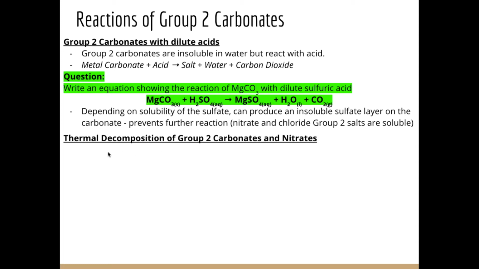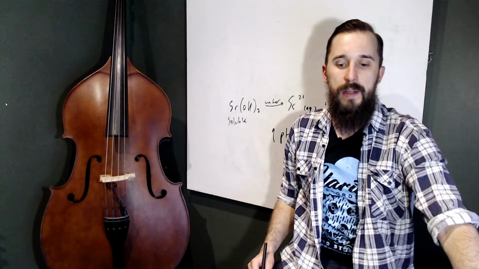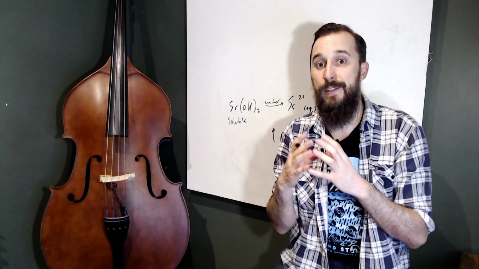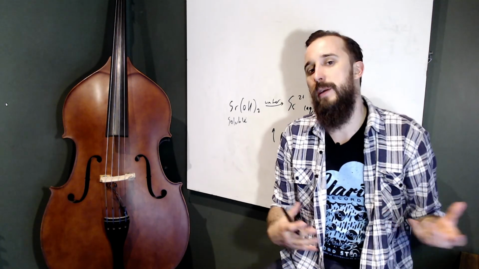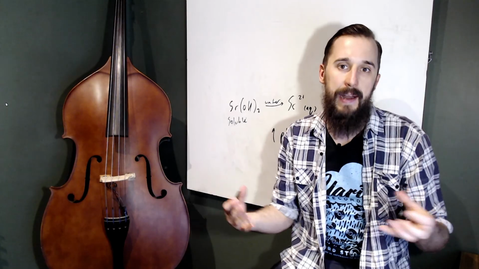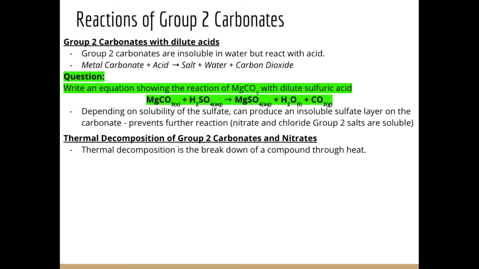Now we can also discuss thermal decomposition of the Group 2 carbonates and nitrates, because these will be reactions that we can write for our Group 2 compounds if we have a carbonate or nitrate. Thermal decomposition. Decomposition means that you are taking one thing and you are breaking it down into multiple things. Thermal just refers to heat. So essentially you're just heating something up to break it down into multiple products. Breakdown of a compound through heat.